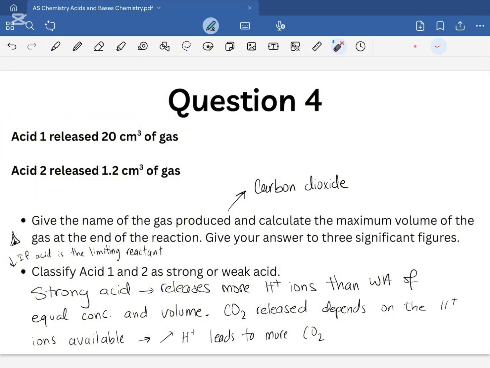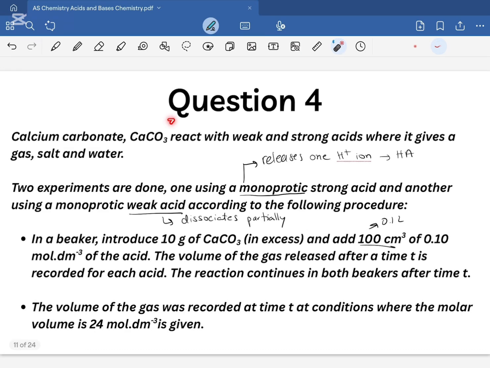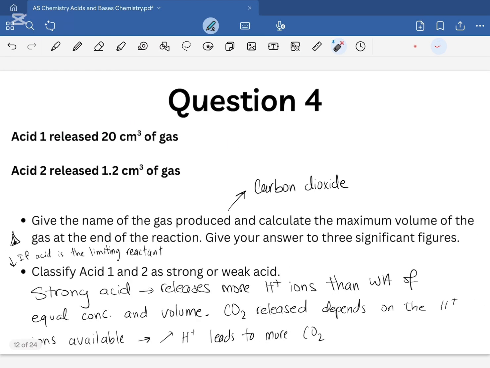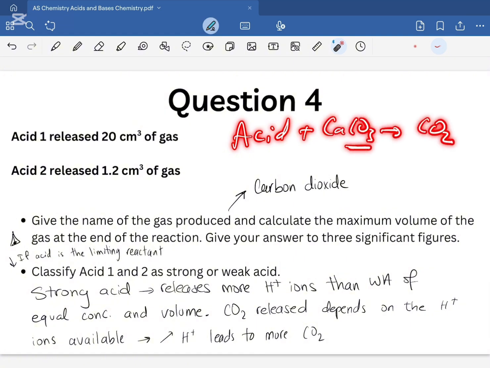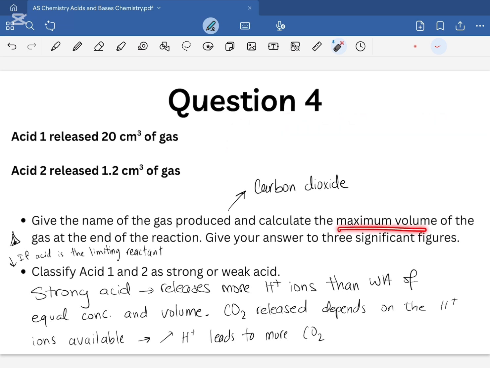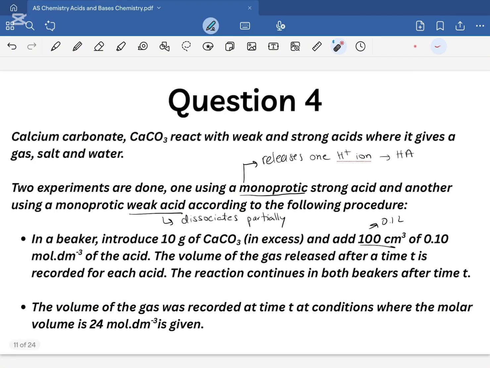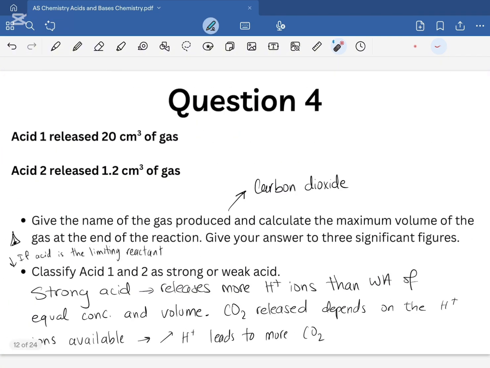Give the name of the gas produced. So when we react an acid with calcium carbonate, an acid plus calcium carbonate, this is going to release carbon dioxide gas. Now we have to calculate the maximum volume of the gas at the end of the reaction, and we need to give the answer to 3 significant figures. So the acid is the limiting reactant, and it's the limiting reactant because they mentioned over here that we're using 10 grams of CaCO3 in excess. So the acid H plus will be the limiting reactant.